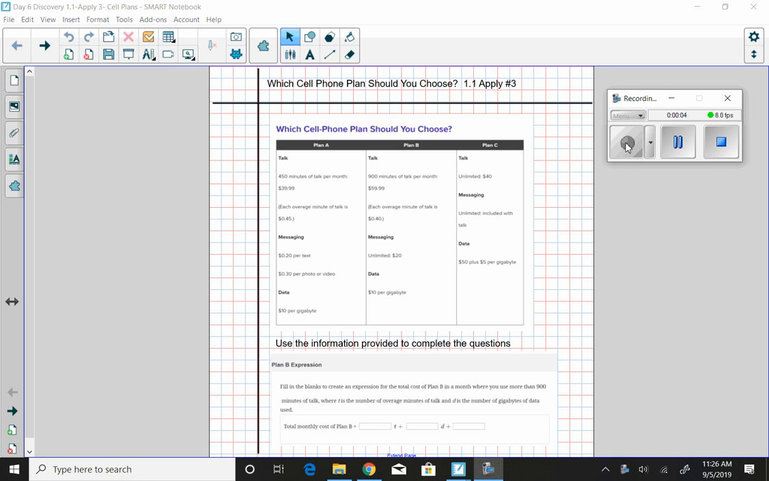So today's lesson is called Which Cell Phone Plan Should You Choose? Now this is going to be slightly different than the one that we did yesterday. What I would like you to do is go ahead and cut out the three different plans, Plan A, B, and C, and glue that into your notes. And then you might as well also put the part that has the Plan B expression. You might as well glue that in with it at the same time. So go ahead and hit pause, get that in, and then we'll get going.